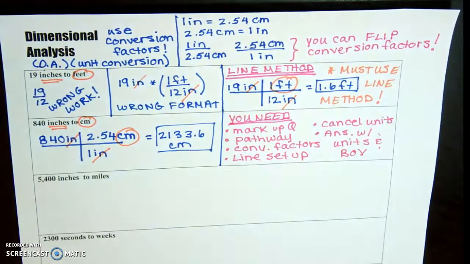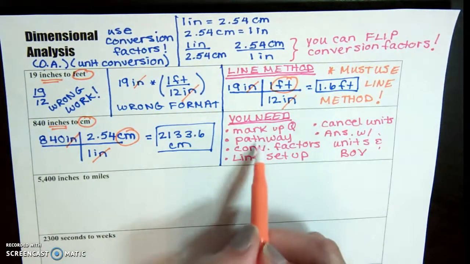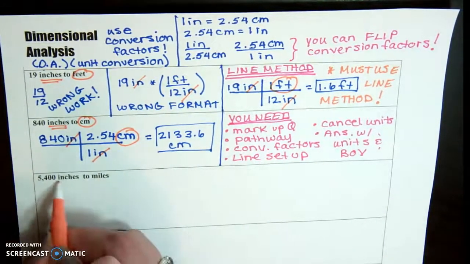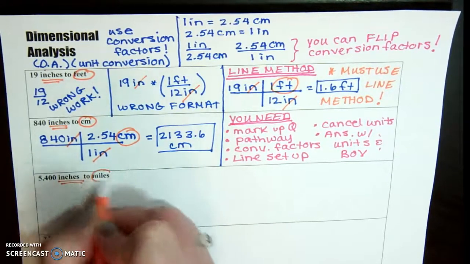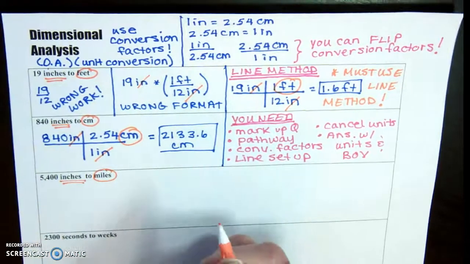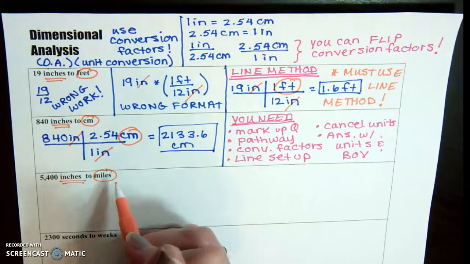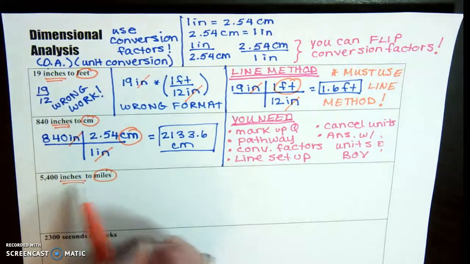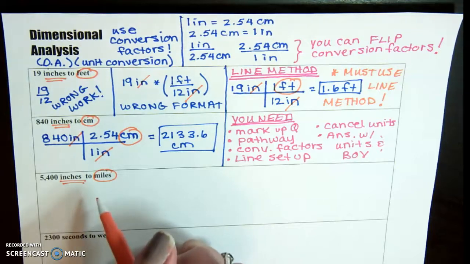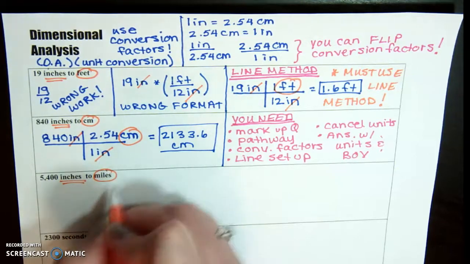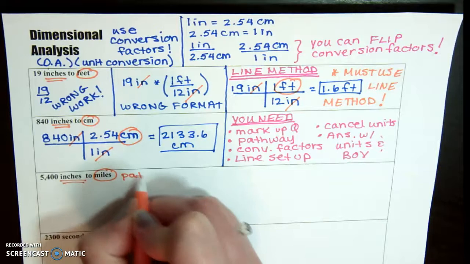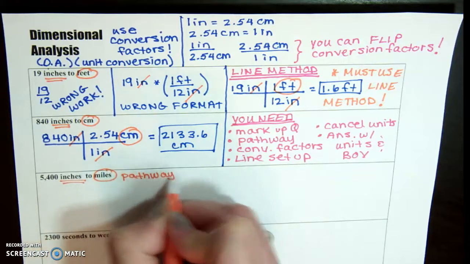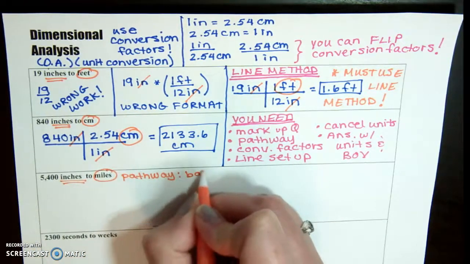So on this next problem, let's write out our pathway. I'll show you how to do that next. We're going from inches to miles. And I don't know about you, but I don't have memorized one conversion factor that tells me how many inches are in a mile. I'm too lazy to memorize something like that. But I do know some baby steps. So my pathway is the equivalent of my baby steps.